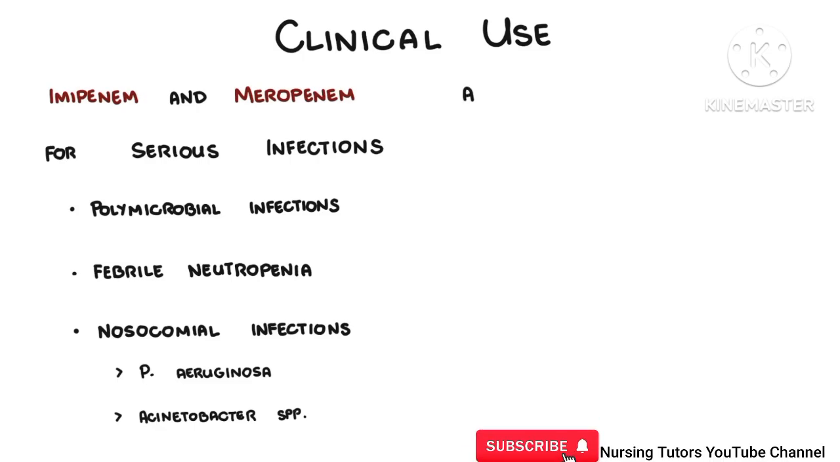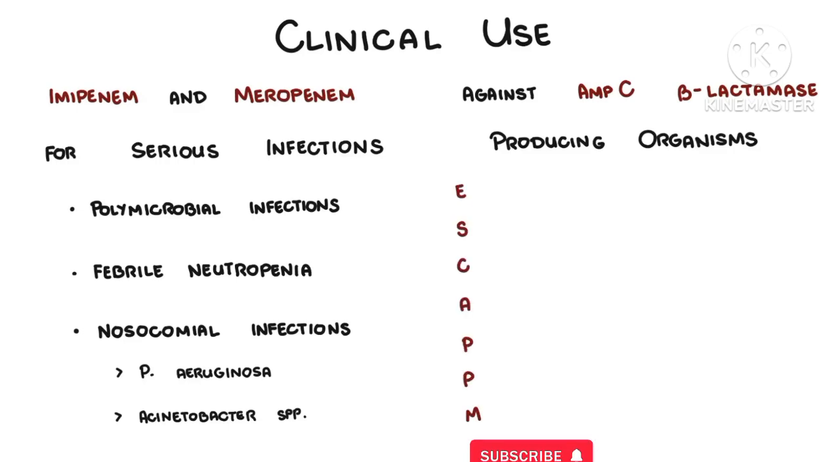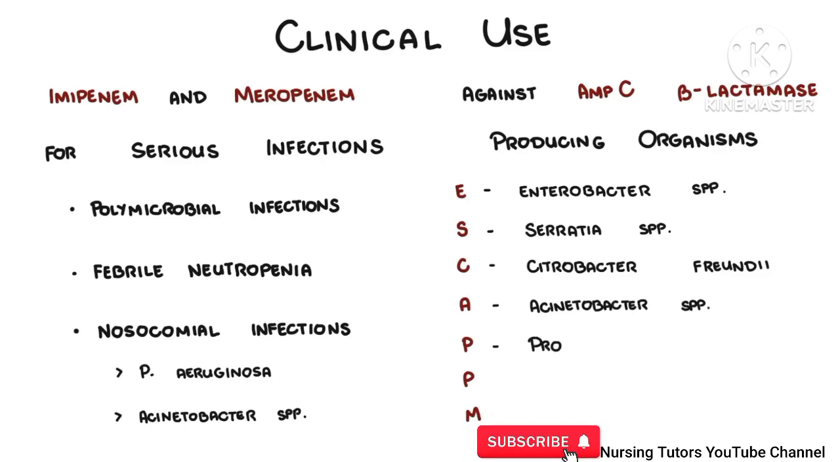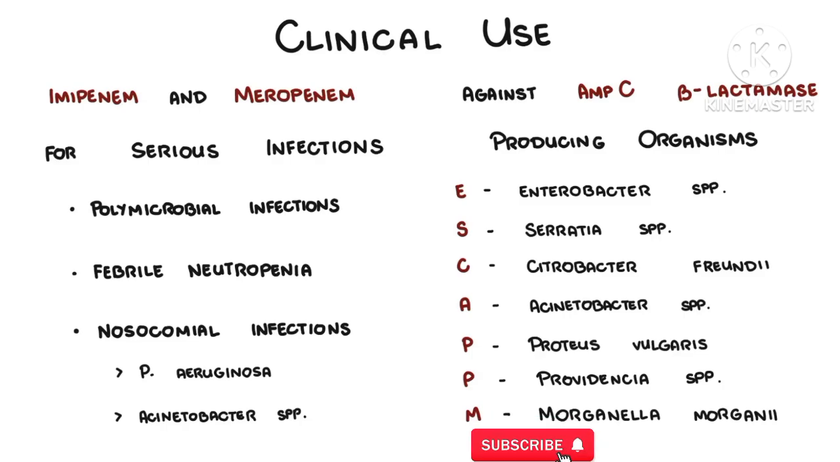They have a wide spectrum against very many microorganisms, and we have seen that imipenem is effective against the gram-positive, but meropenem and ertapenem are effective against gram-negative also. We have those microorganisms that are able to produce AmpC beta-lactamases, or that produce enzymes that inactivate these carbapenems, and they are given by that mnemonic.